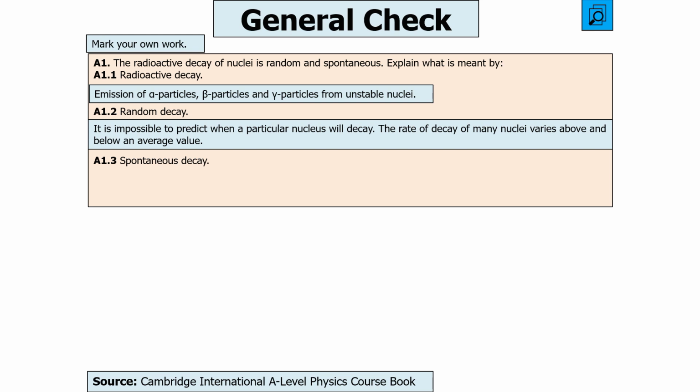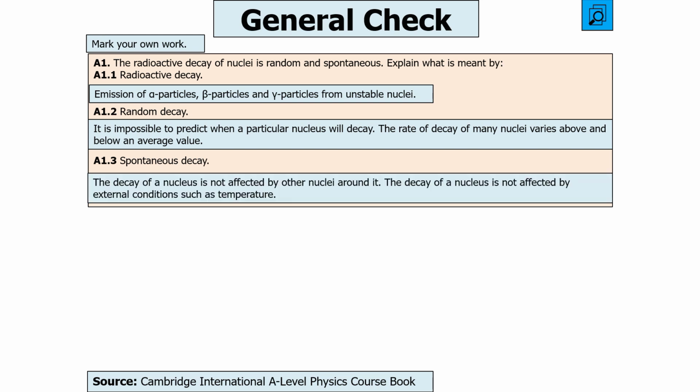Random decay indicates that it's impossible to predict which particular nucleus will decay. The rate of decay of many nuclei varies above and below the average value. And spontaneous decay means it's not affected by other nuclei or any other factors around it. So it's not affected by external conditions such as temperature. Now radioactive decay, like we said, is both random and spontaneous.